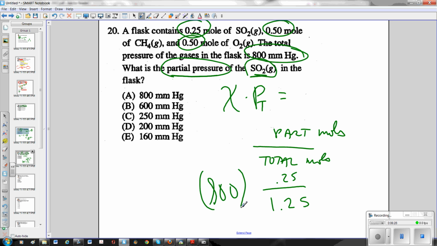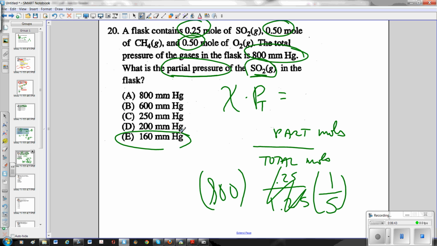0.125 over 1.25, which technically is going to be 1/5. So what is 1/5 of 800? Well, 1/4 of 800 is 200. Think of it that way. So 1/5 of 800 is going to be 160.